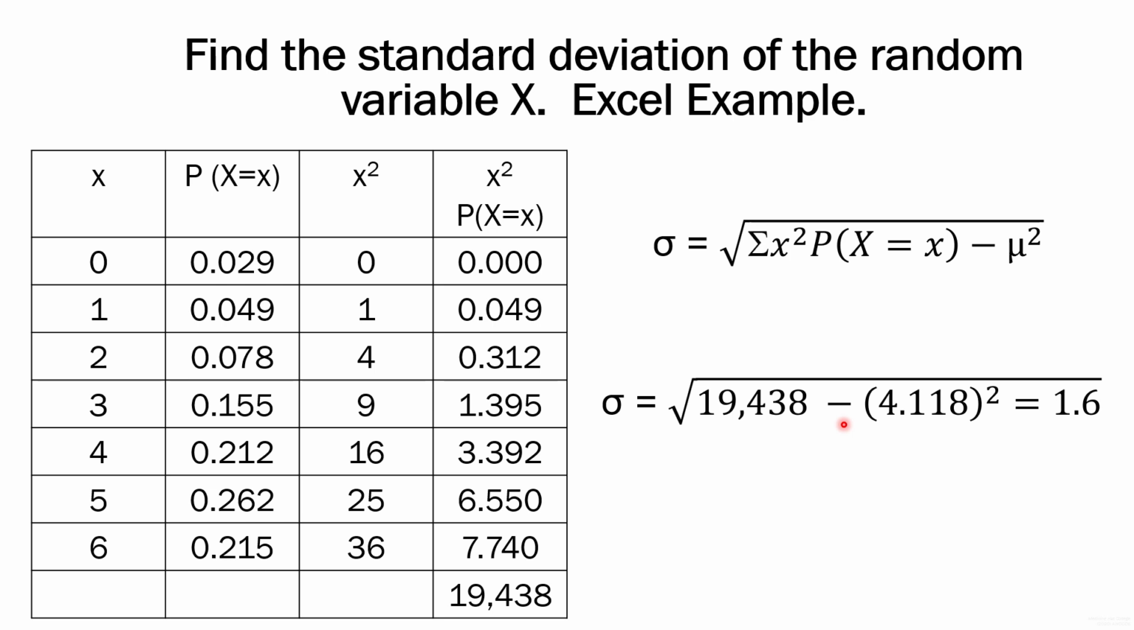And it's subtract mu squared. Well, mu is just the mean. We already calculated the mean. And so often what you'll find with these example questions is that you'll do the mean and the standard deviation together. So you build on the whole thing. So we already calculated the mean and all we have to do is square it. So we just have to take 19.438, subtract 4.118 squared, and then take the square root of everything. And you will find that the standard deviation here is 1.6. So roughly speaking, on average, the number of busy tellers is 1.6 from the mean of 4.118 busy tellers.